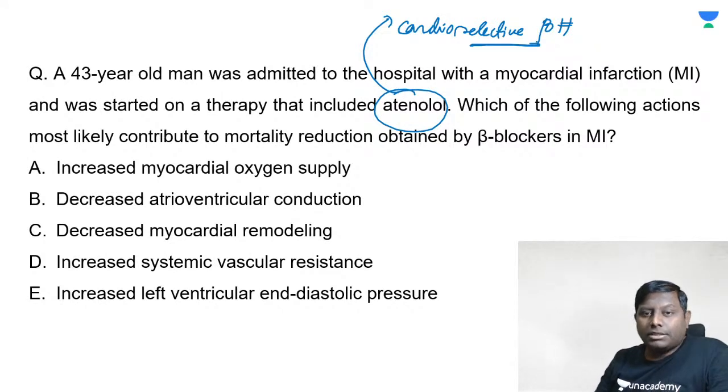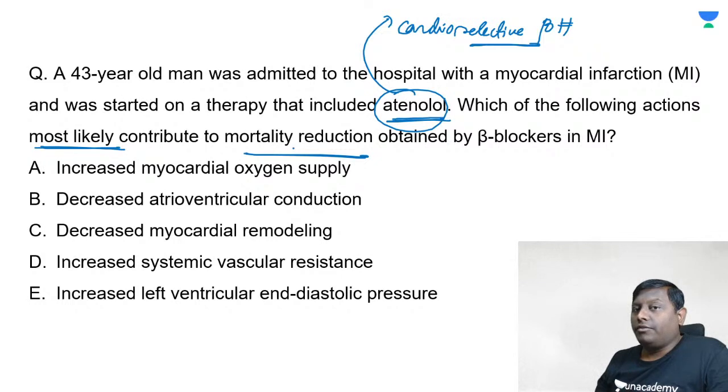So I hope you guys are understanding the question here: the patient is having MI and we started on a therapy that also includes a beta blocker, a cardioselective beta blocker. Which of the following actions most likely contributes to the mortality reduction? See, mortality reducing drugs are only very few, like ACE inhibitors, ARB, aldosterone receptor antagonist and beta blocker. Now, which mechanism of action of beta blocker can actually decrease the mortality?